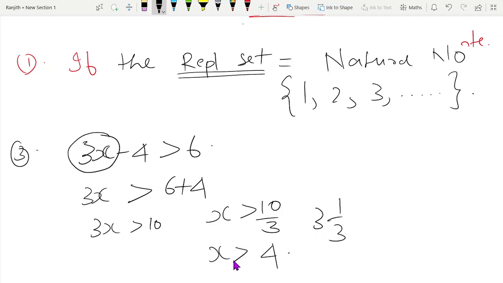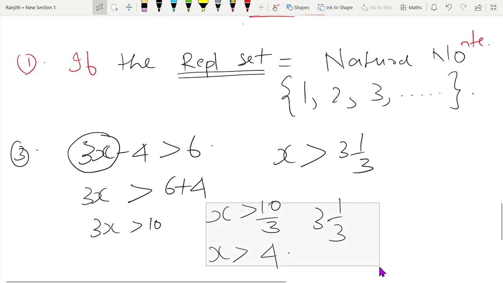Yes, not x is greater than 4, x is greater than 3 1 by 3. So you can consider 4, right? Yes, sir. So the answer is x is greater than 3 1 by 3. This is the solution which we got. Erase this.